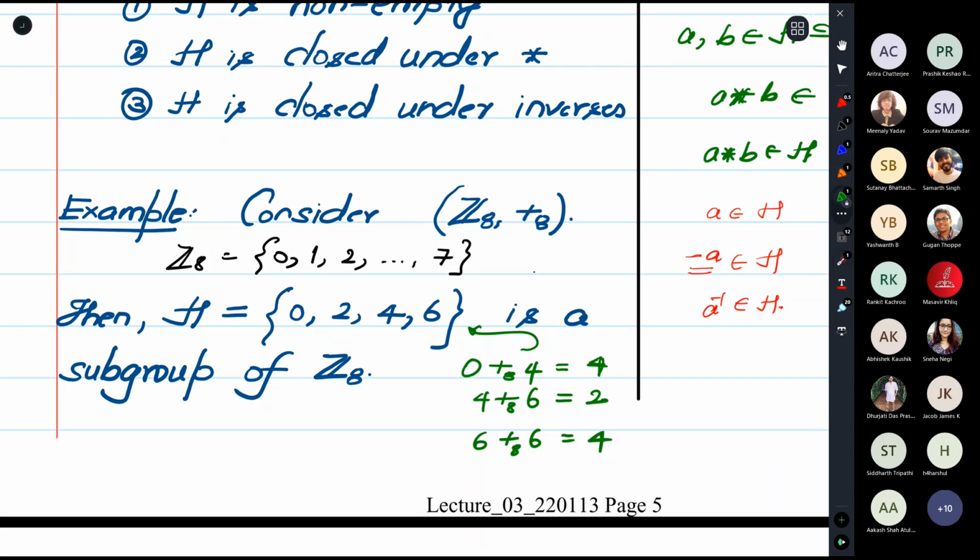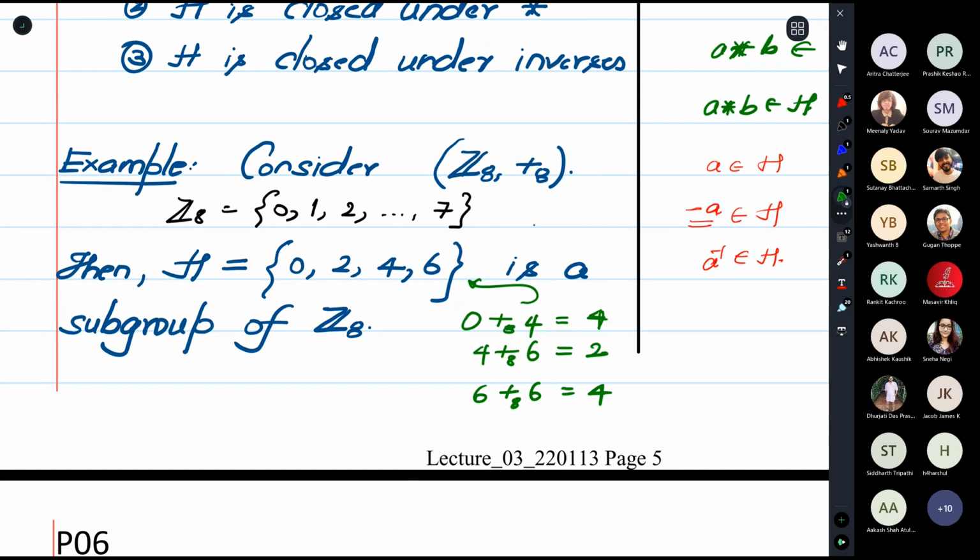Furthermore, we can check that it is also closed under inverses, right? So what's the inverse of 2? Can one of you please volunteer and tell me what's the inverse of 2? What's the inverse of 2?